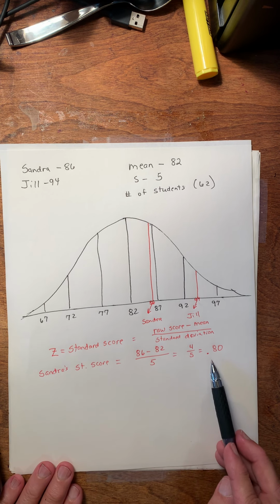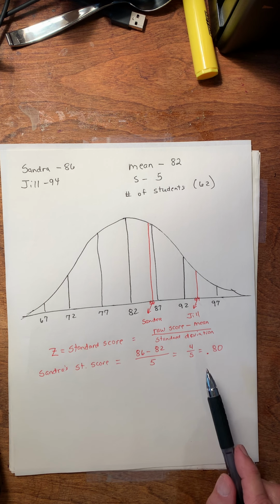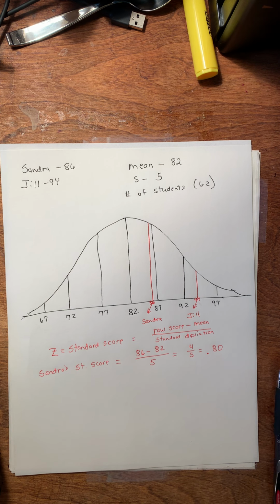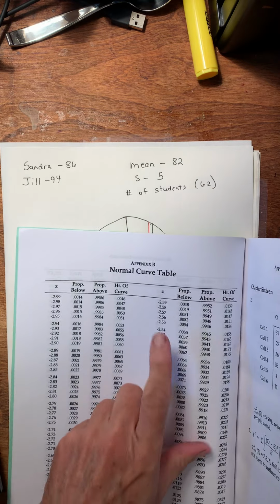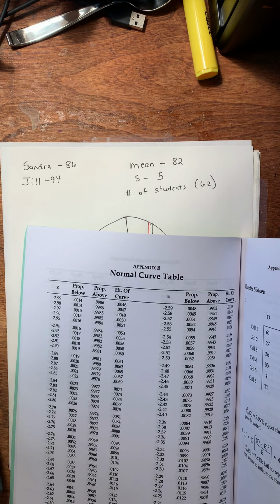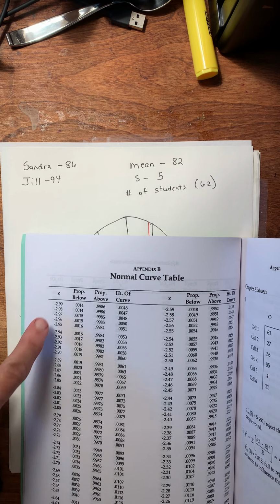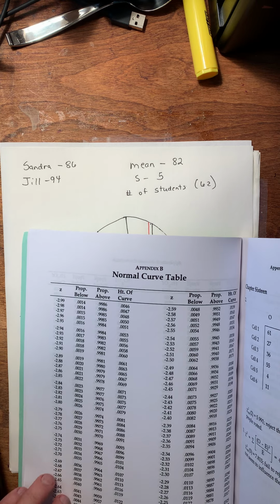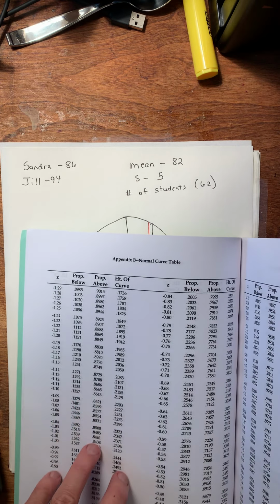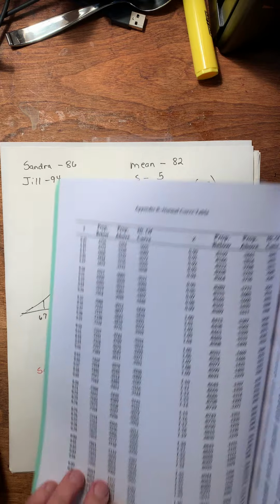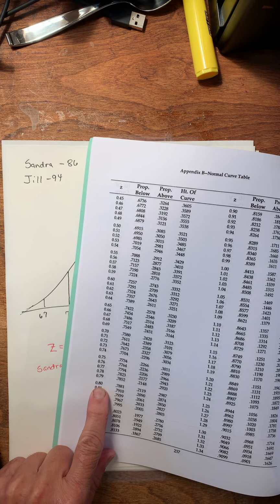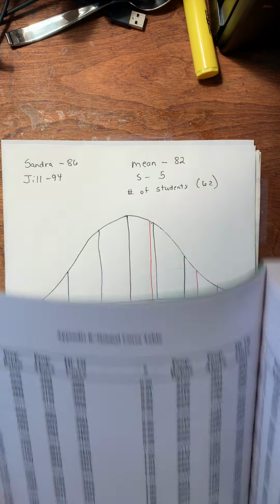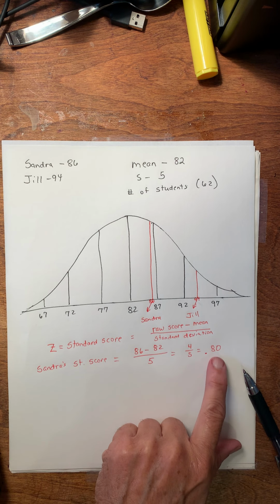Now her Z-score is 0.80. This doesn't tell me anything until I know that there is a chart, a normal curve table, Appendix B at the back of your textbook. It goes from negative 2.99 to positive 2.99 in increments of 1/100th. So I go until I find 0.80. Here it is, 0.80 is my Z. See, my Z for Sandra is 0.80.